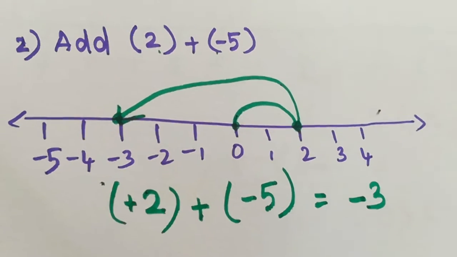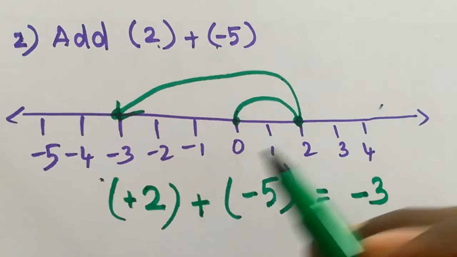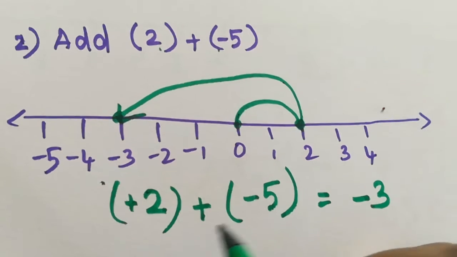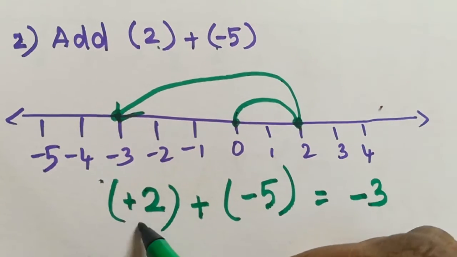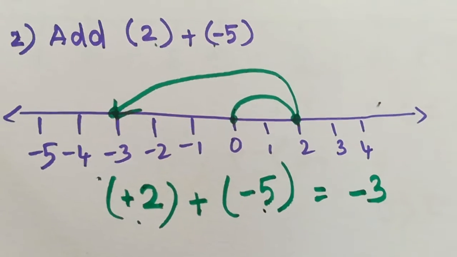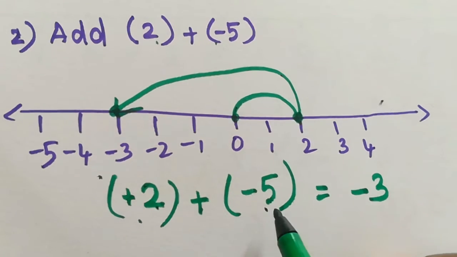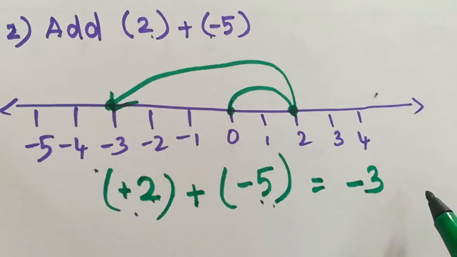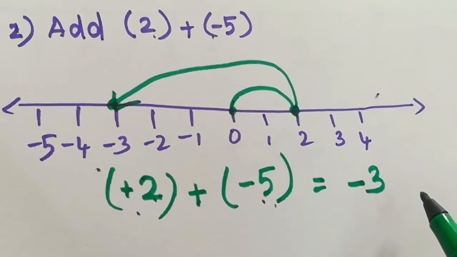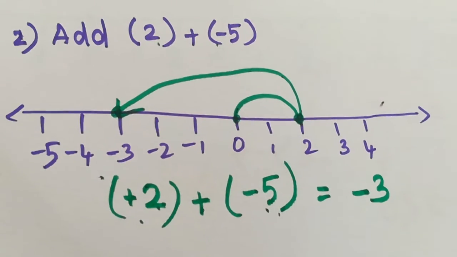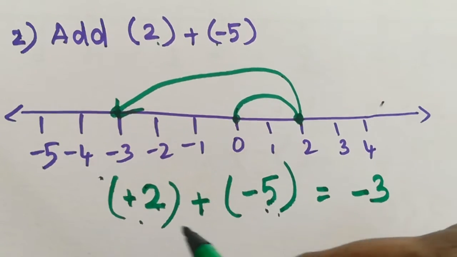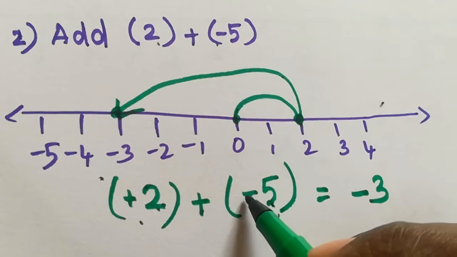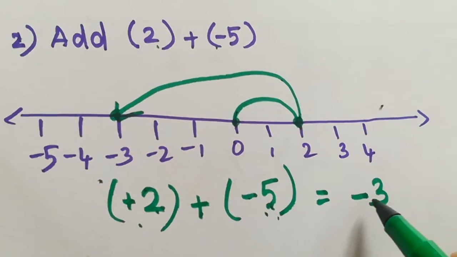See, as I said before, when you add different integers, we have to do subtraction. See, this is a positive and this is a negative integer, isn't it? So when you add different integers, you have to do subtraction. But you have to put the sign of the biggest number. See here, what is the biggest number, 2 or 5? 5. So what's the symbol here? Minus. So minus 3.